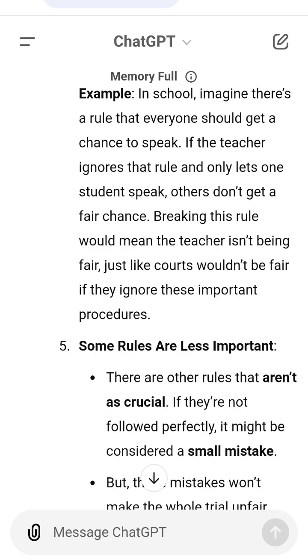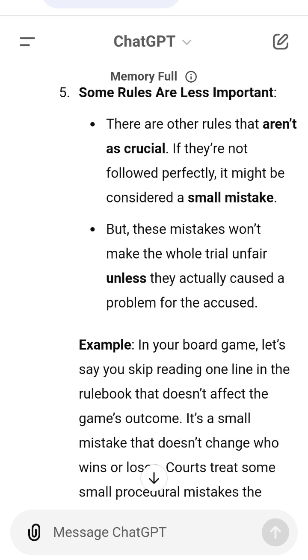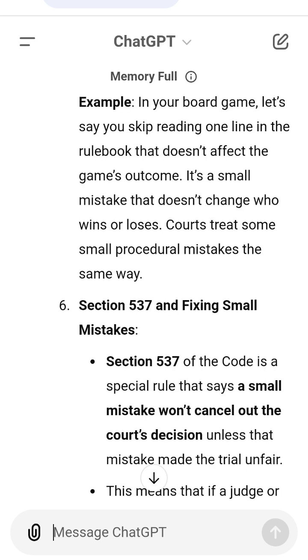Summary. In simple terms, the Code of Criminal Procedure is a set of rules that helps courts run trials in a fair way. The code is there to serve justice, do what's right, and not get caught up in tiny details that don't matter.